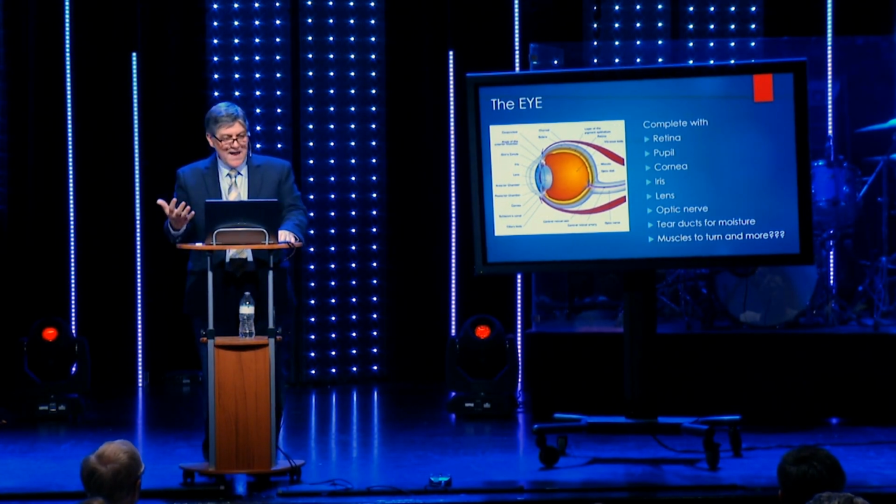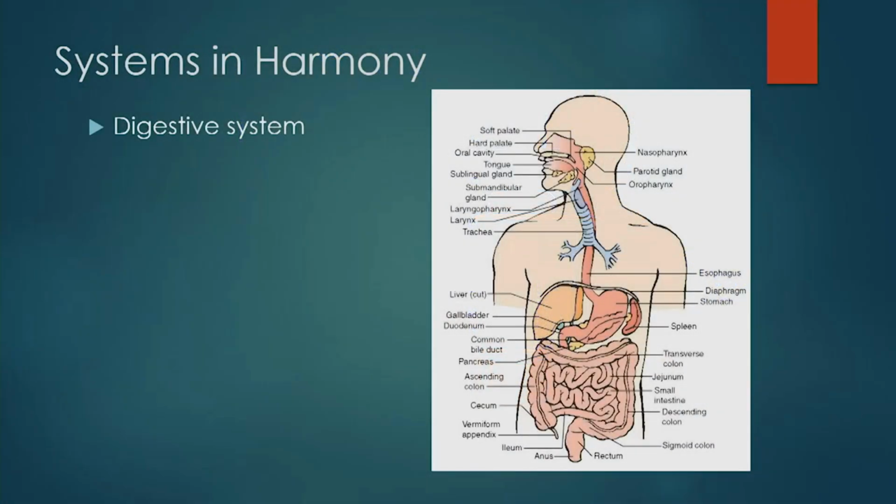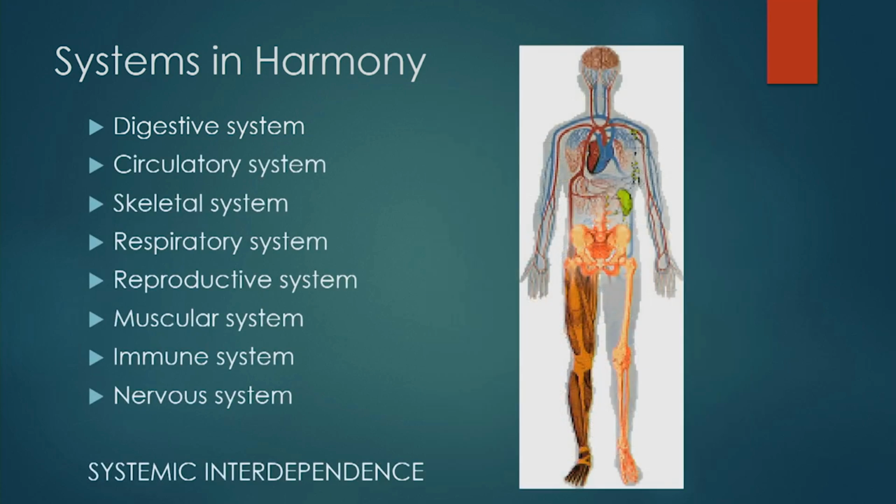Now, the eye and the hand are easy because you can see your hands, I can see your eyes, because we can see them. But what about other systems? Look at your digestive system. It's astonishingly complex. But let's look at all the systems in harmony. Circulatory system, skeletal system, respiratory system, and on, all working together in what's called systemic interdependence. In other words, all systems must be in place for the organism to survive. Which system can you do without?